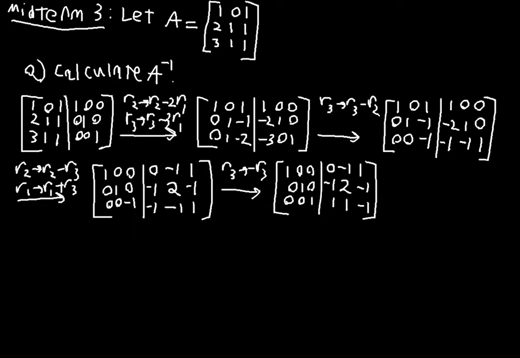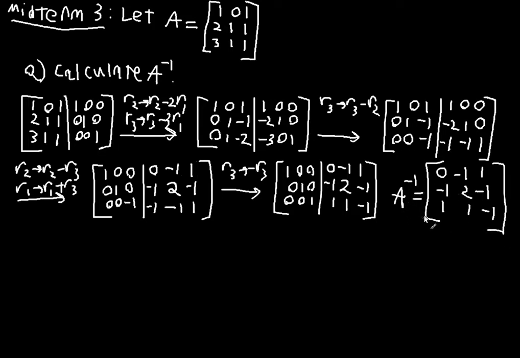So here I've done some row reductions, and what we get is A inverse on the right. And we can go ahead and write that out. I'll write it over here. A inverse is equal to 0, minus 1, 1, minus 1, 2, minus 1, 1, 1, minus 1. Okay, so that's A inverse.